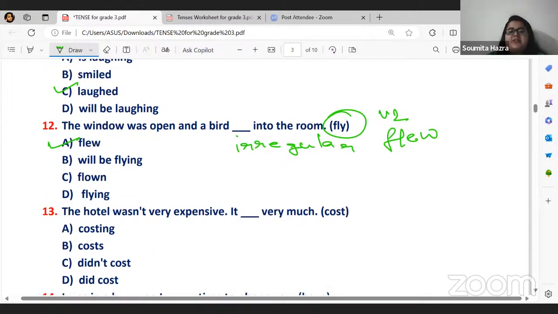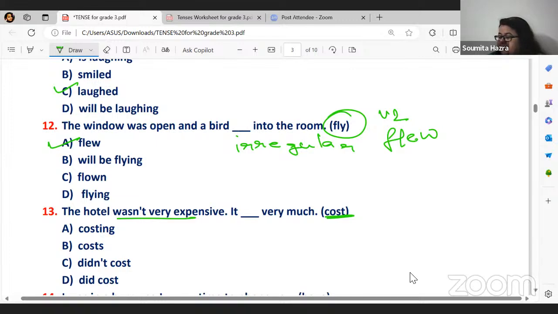The hotel wasn't very expensive. It dash very much. This is your verb cost. Cost. So it wasn't very expensive. Number 13.